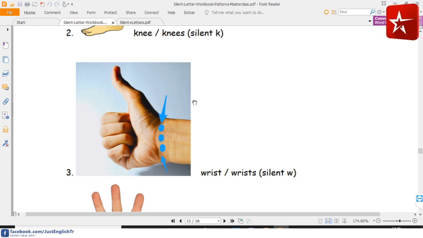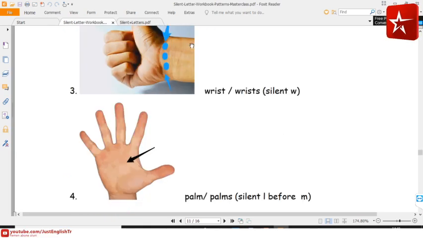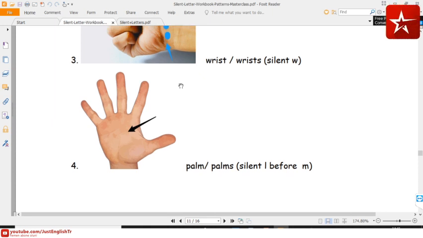It is wrists. Yes, silent W. I think Dilan told me. Yes, Dilan wrote. Thank you, Dilan, by the way. Wrist is a correct answer. And number 4, it means palm. Okay, not L. Palm, no, palm. Silent L before M and after A, like palm.